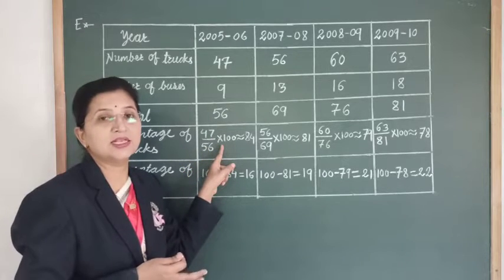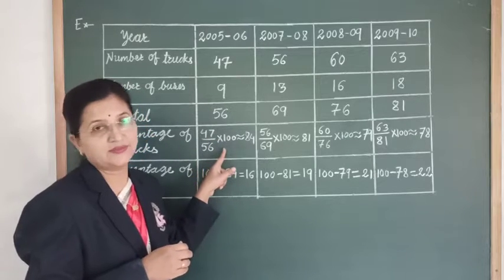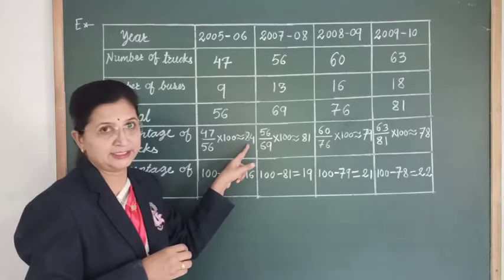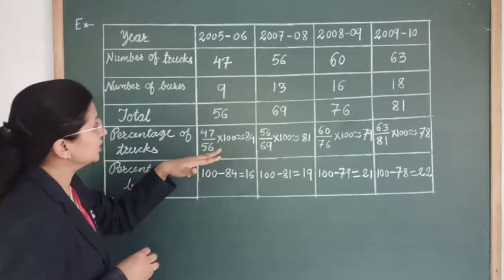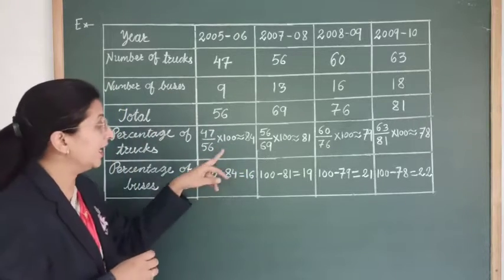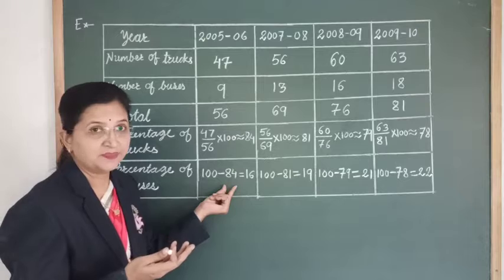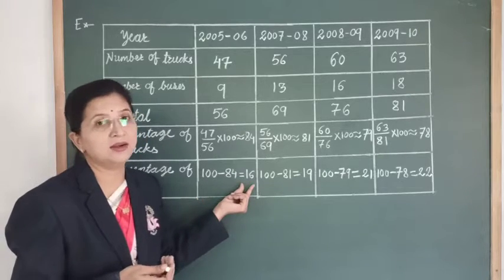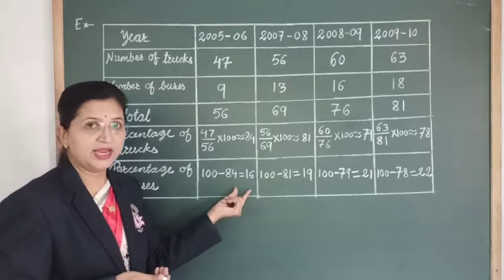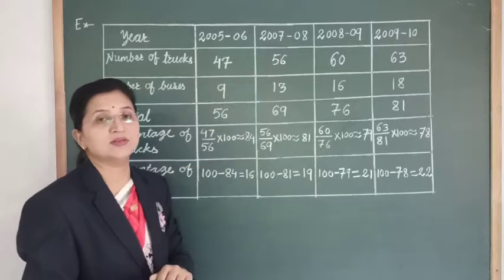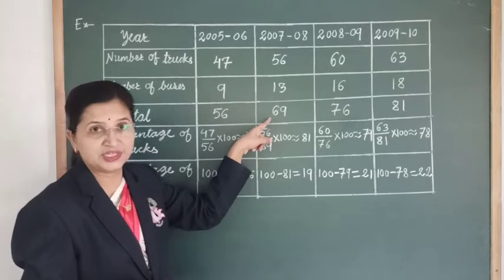Okay. So as we are asked to write the percentage to the nearest integer, after solving this we'll get 84 percent. It means that the trucks are 84%. Then trucks we got. What about the buses? So 84% means out of 100, 84 are trucks. It means 100 minus 84, that is 16, are buses. So the percentage of buses is 16%.